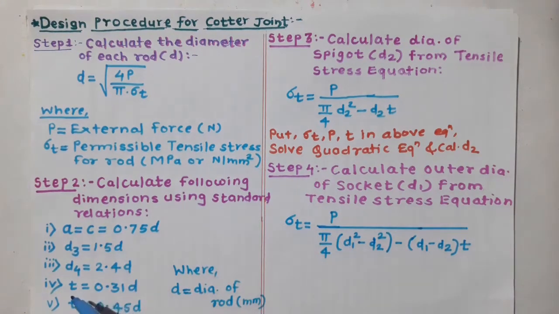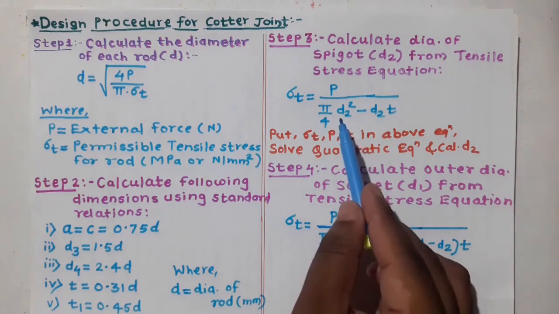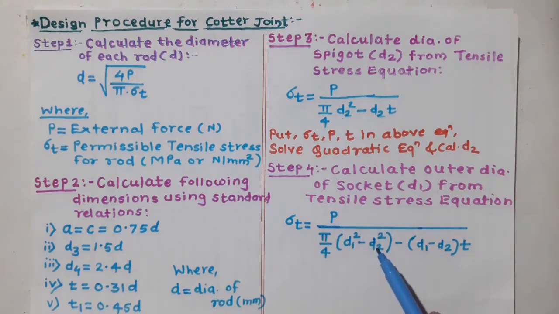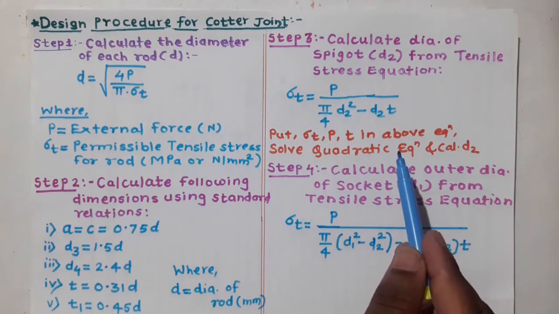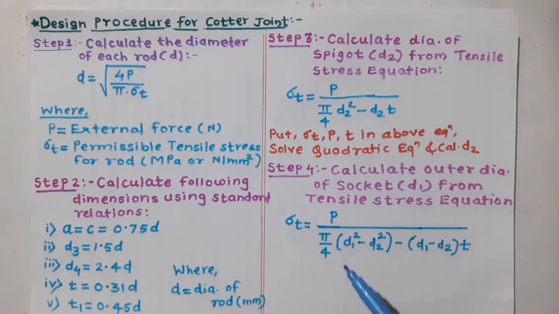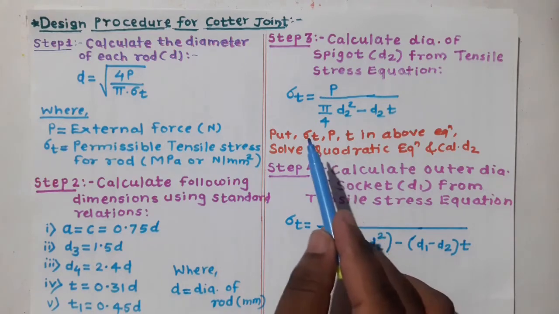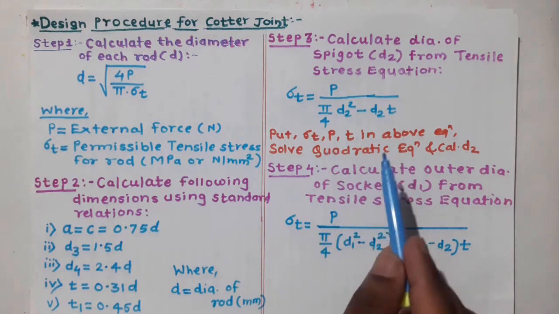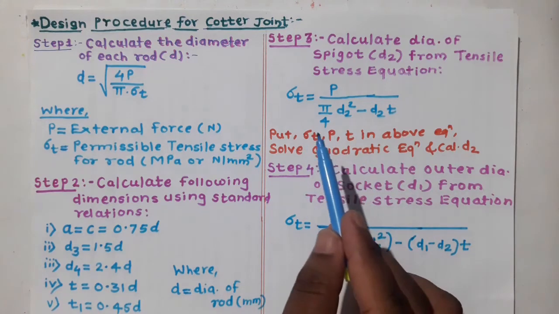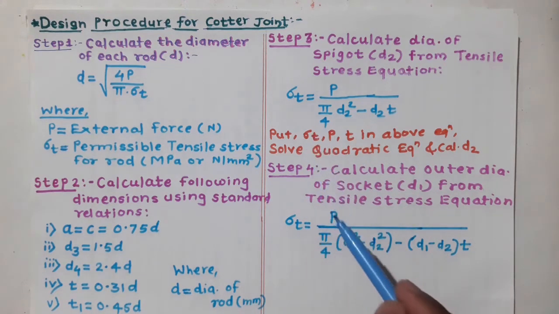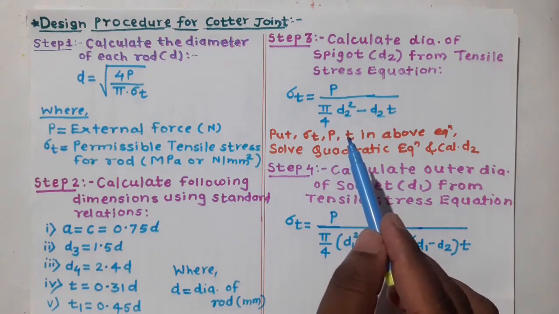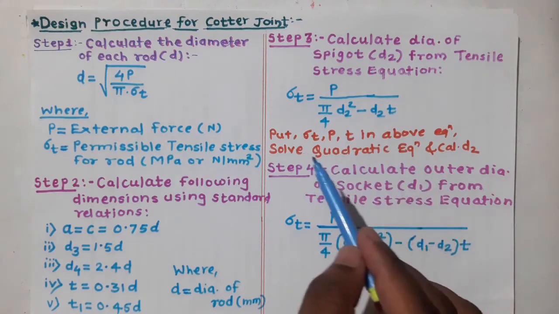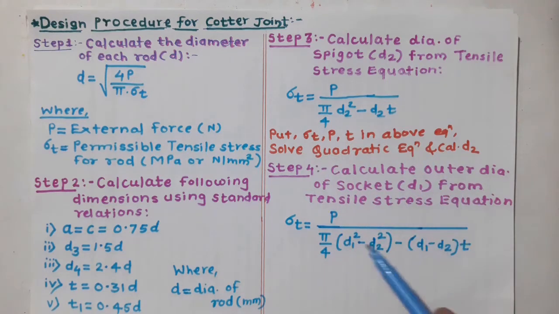So from step number 2 we can get the value of T, and from step 3 we can get the value of d2. By putting in the values of d2, T, P and sigma T, we get one quadratic equation, and by solving that quadratic equation we can get the value of d1. So again, the same thing that we have written in step number 3. We have to put sigma T, that is the permissible tensile stress for the socket, P the external applied force in Newton, and T the thickness of quarter in the above equation, and solve the quadratic equation to get the value of d1.